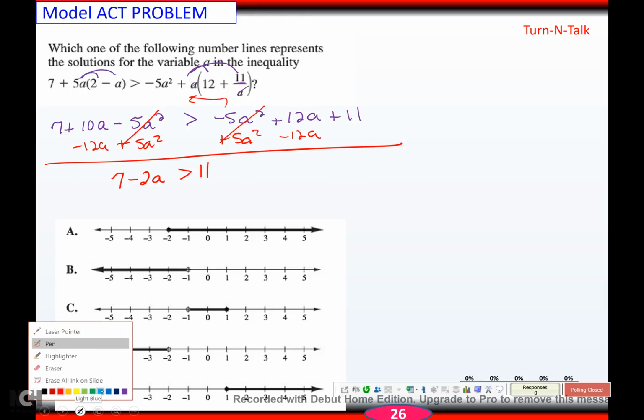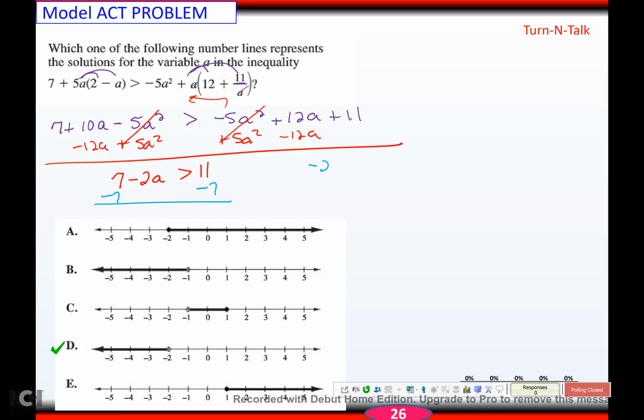So now that it's just linear, I don't have a second degree anymore, I just have to get a alone. So minus 7, I get negative 2a greater than 4. Now when I divide by negative 2, my inequality has to flip. And 4 divided by negative 2 would be negative 2. And to graph that, at negative 2, I'd give it an open circle because there's no bar under it. And this says your answers are smaller, less than, to the left of negative 2. So that's the graph I'm looking for, an open circle on negative 2 and everything to the left.